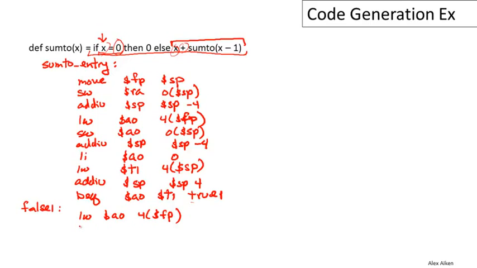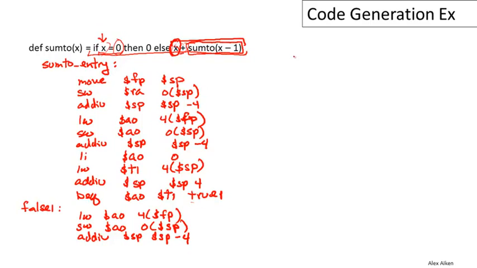Now that we've loaded it, we have to save it because it's part of a binary operation, so we're going to save that value on the stack and adjust the stack pointer. What are we going to do next? We've computed this sub-expression, x. We can't do the plus yet until we compute the second sub-expression, which is the function call. So now we have to generate code for the function call.